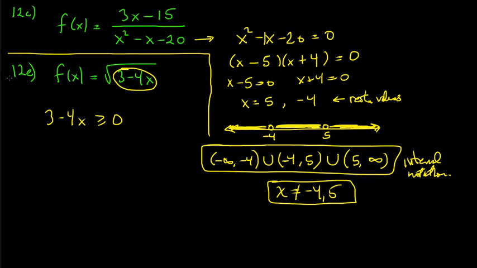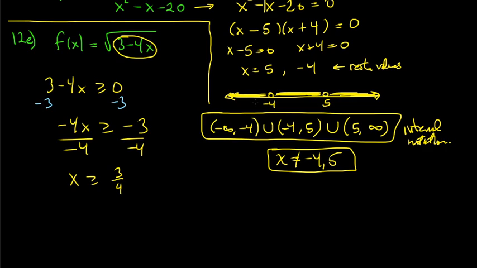And the way to do that is, well, let's subtract the 3 from both sides. I take it most of you would do that, right? Negative 4x is greater than or equal to negative 3. Now we divide by negative 4. And we get x is greater than or equal to positive 3 over 4.